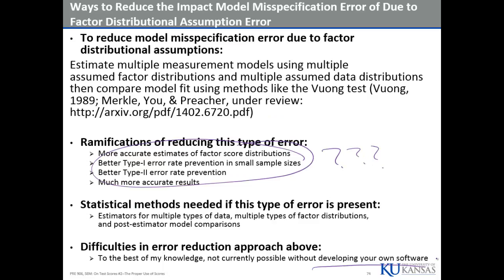Questions on this? Anybody bothered by that? Of course. What bothers you most in this class? Normal distributions? Sum scores? I'll tell you what bothers. Oh, good. Yes.